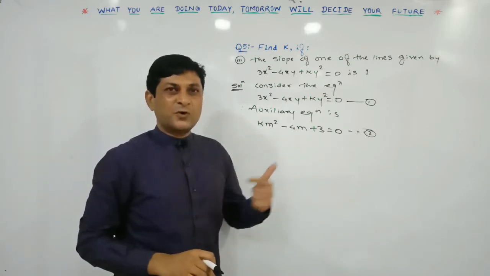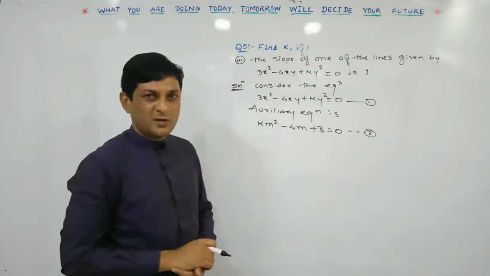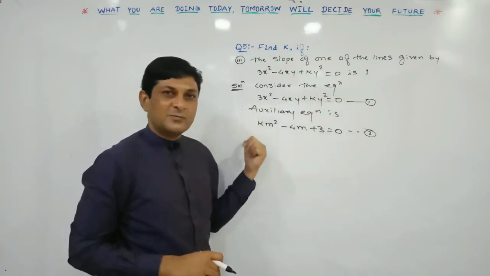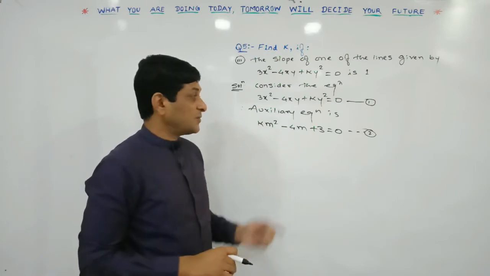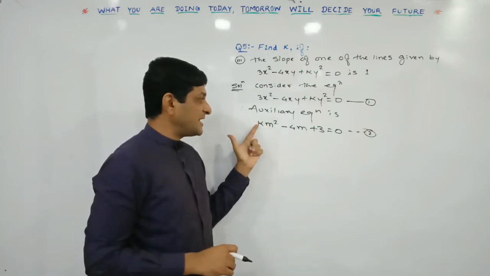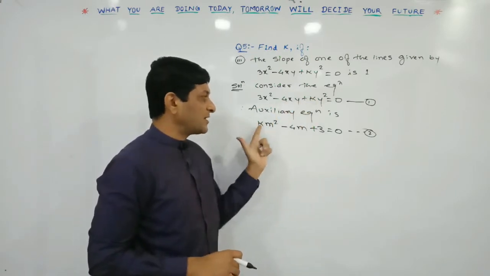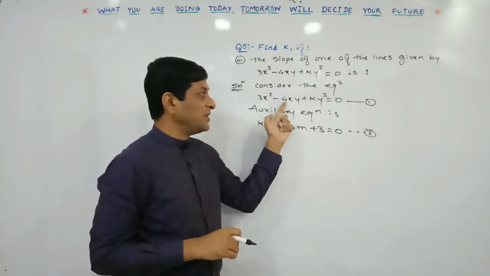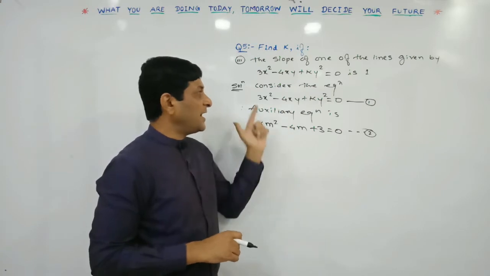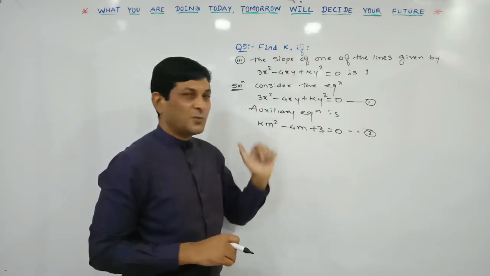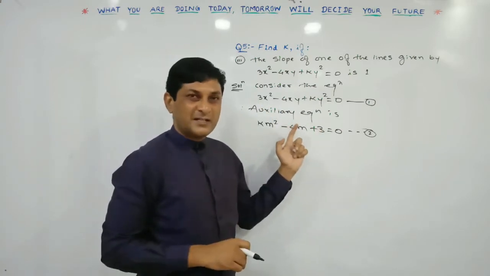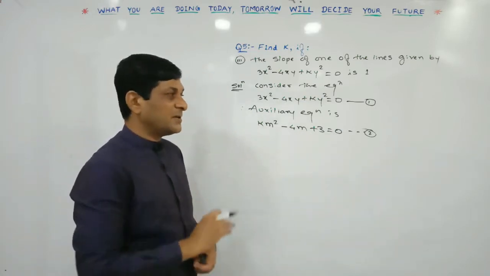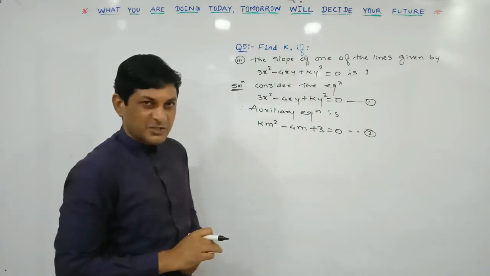In exercise 4.1 using this method we have solved some examples. Write this equation in terms of a quadratic equation. The coefficient of m square is b, and here b is equal to k. Then the coefficient of m is 2h, which here is minus 4, and the constant term is a, which here is 3. So b m square minus 2hm plus a is equal to 0. This auxiliary equation is denoted by equation number 2.